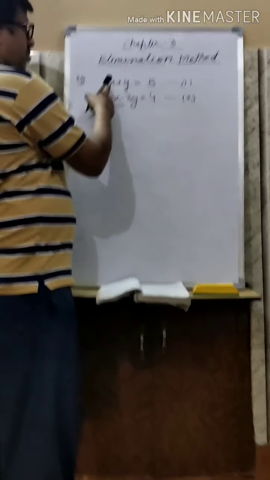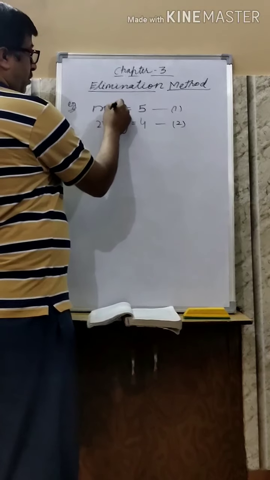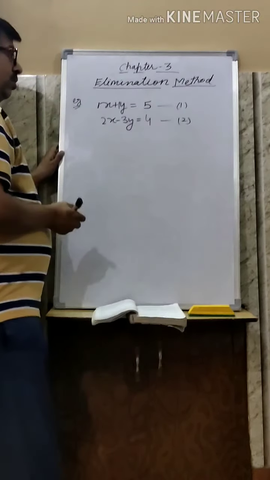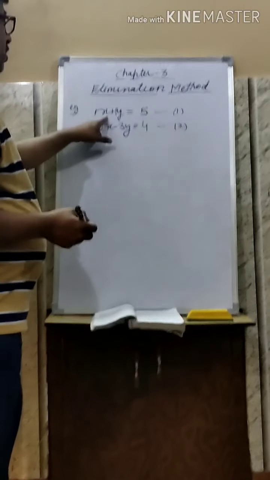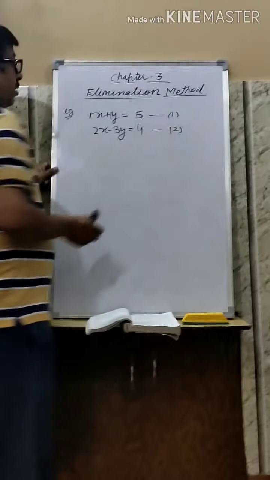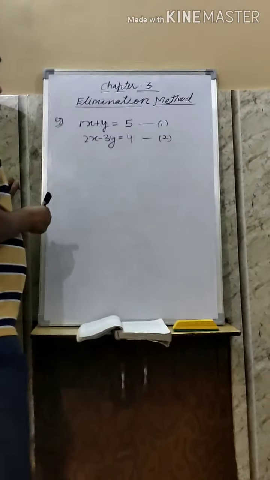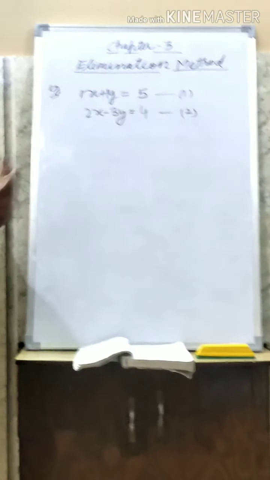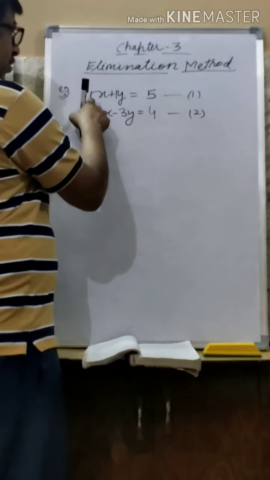Just like, I am taking an example. The first equation is 1x plus 1y is equal to 5. Earlier it was x plus y is equal to 5. You know the coefficient of x is 1. The second equation is 2x minus 3y is equal to 4. Now, elimination method means making the coefficient of x equal. Here it is 1, here it is 2.